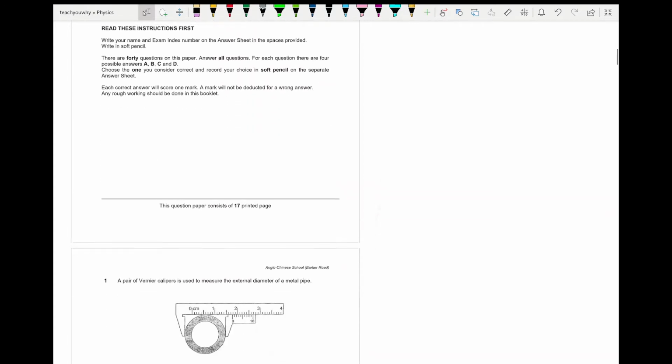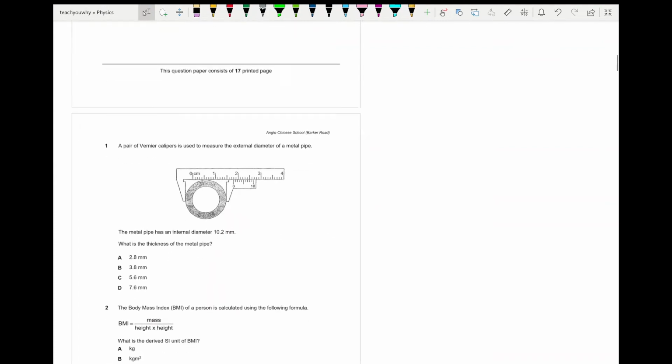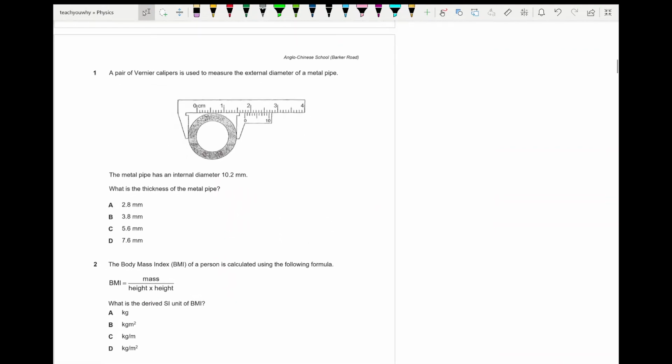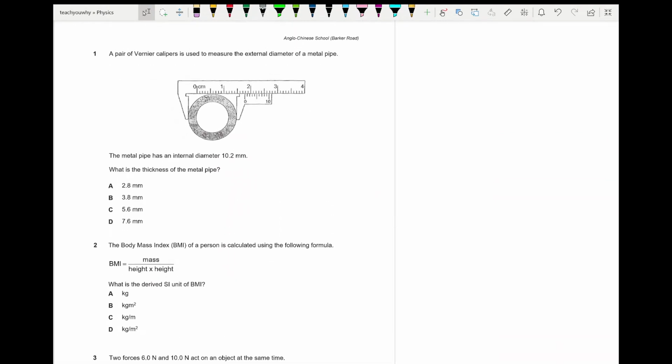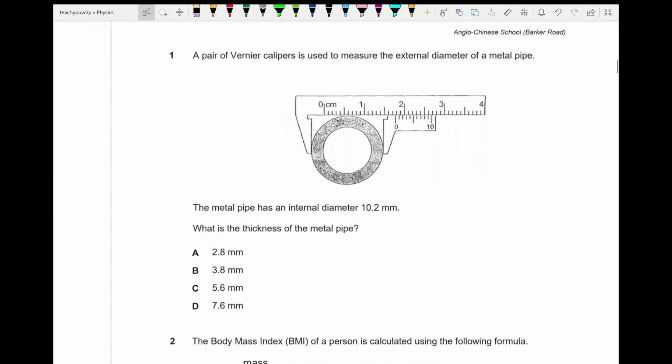Okay, so for paper 1, typically one of the tips I offer is to try to keep it within time. Try to think that for each question you can only use 1 minute and 30 seconds, so try not to spend too much time on any one. Okay, so let's go into the first question.